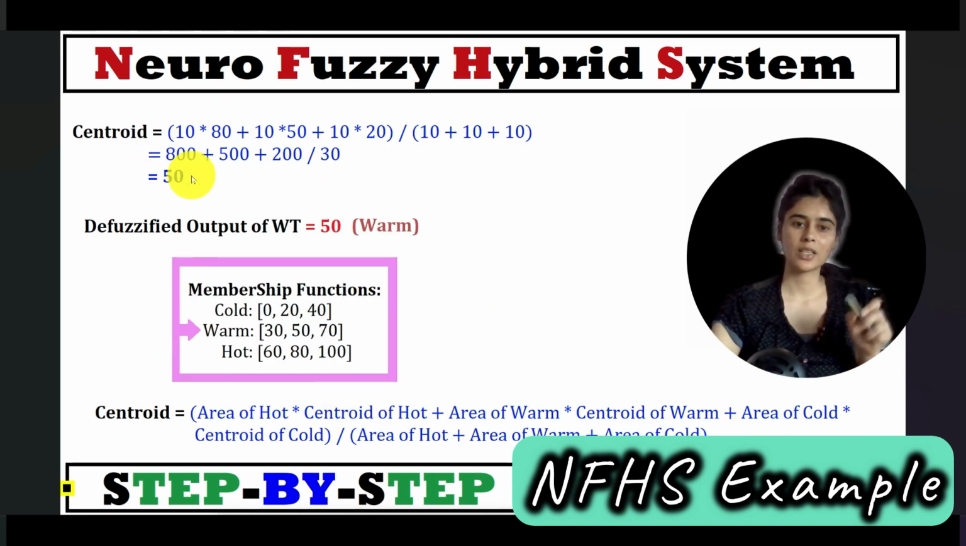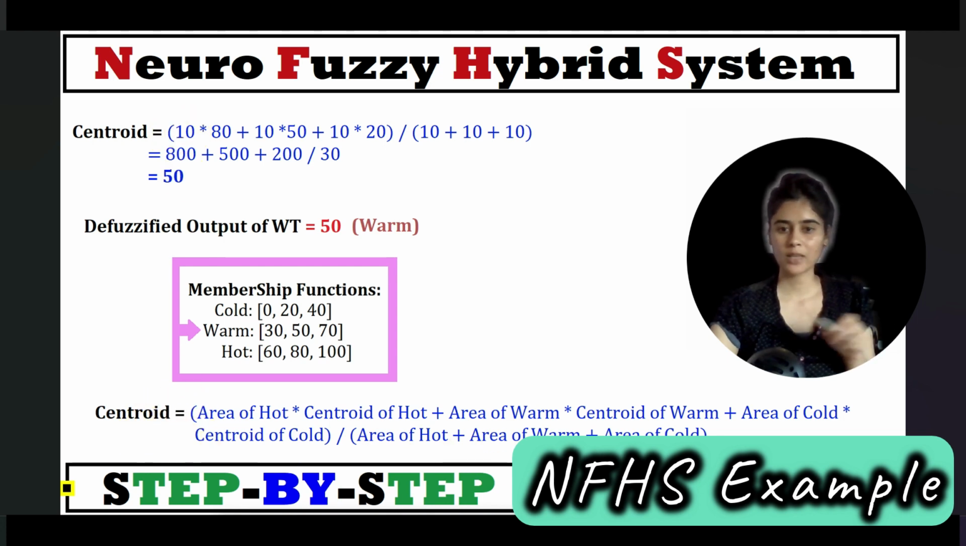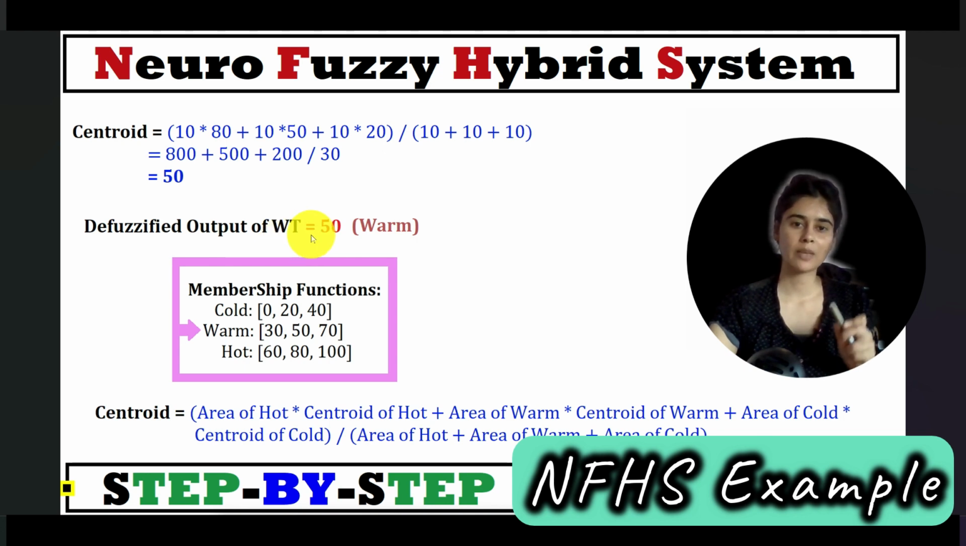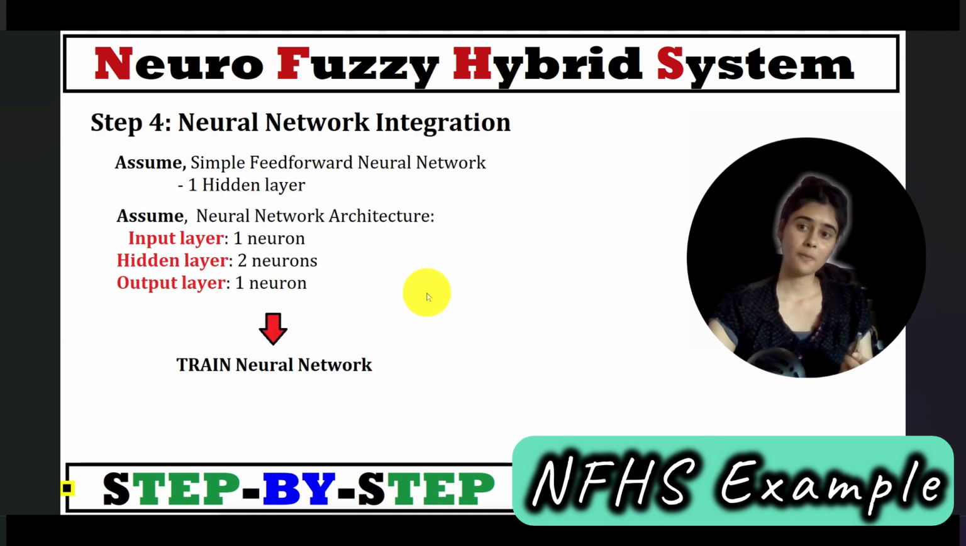Now we will calculate the centroid. For the centroid we will use this equation: area of hot times centroid of hot, plus area of warm times centroid of warm, plus area of cold times centroid of cold, divided by the total area of hot, warm and cold. So we put in all the values and we got 50. This 50 is the defuzzified output of the water temperature. Here you can see the membership function we have. For warm, you can see the value 50 here, so it is warm. Now we will use this value 50 in the neural network integration.